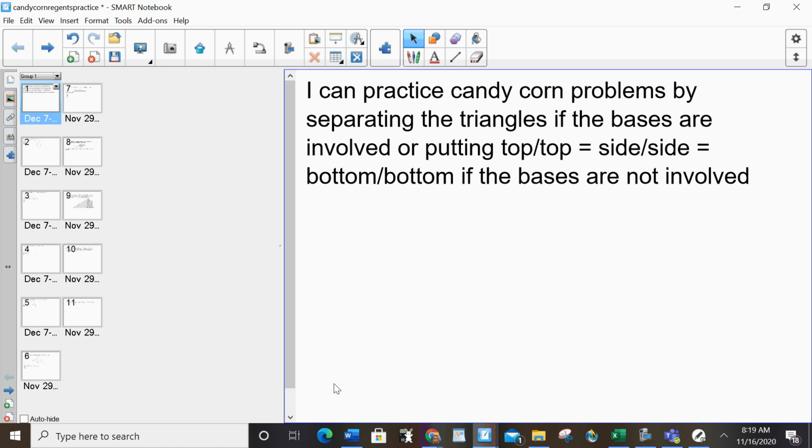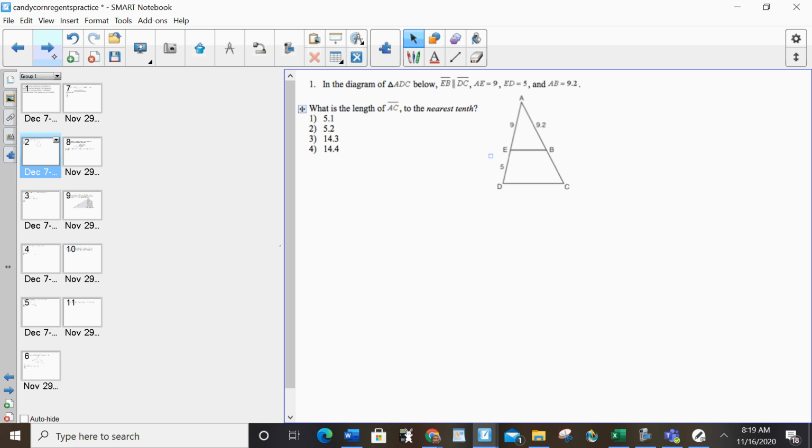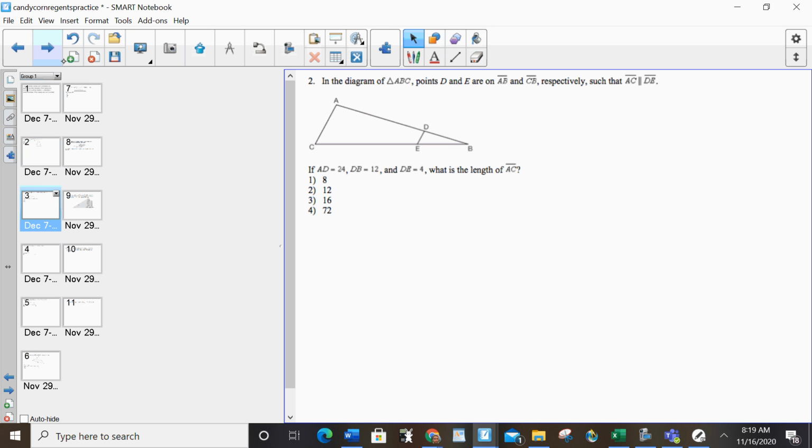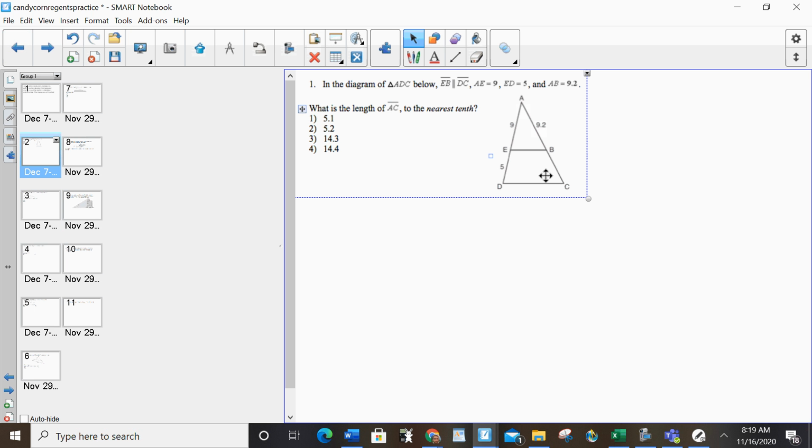So this is pretty much the same lesson that we did for regular candy corn problems. It's just a bit of additional practice. So I'm just going to go over maybe 2 examples, and then I'll give you the rest of the time to practice on your own. All right, let's take a look at number 1.